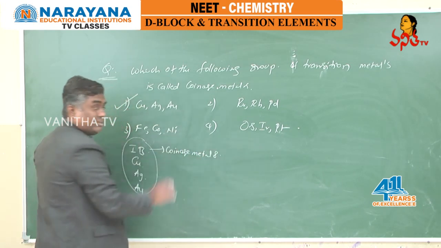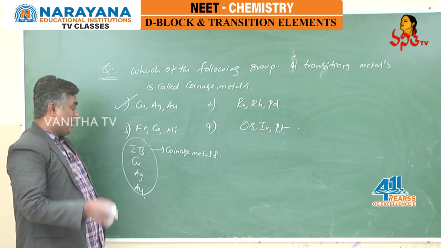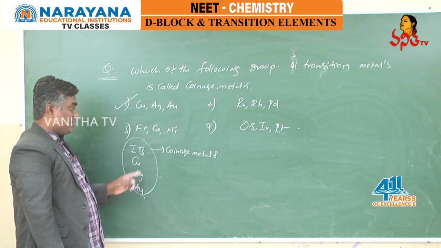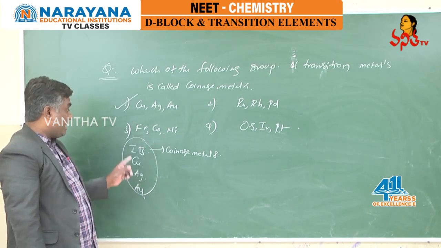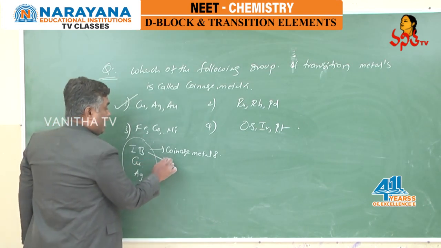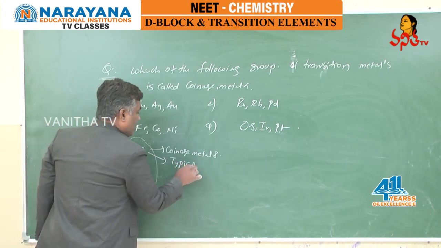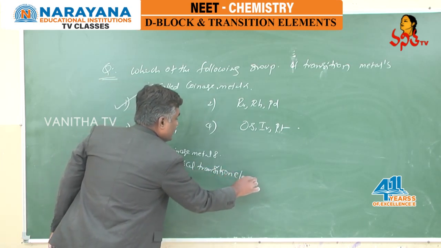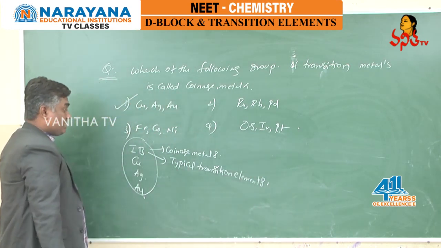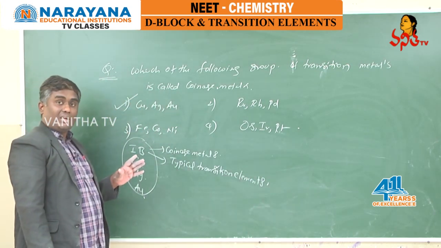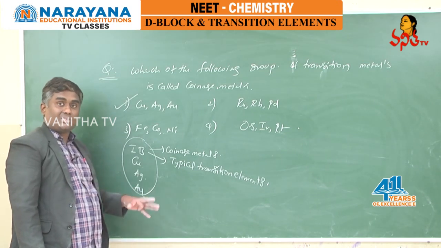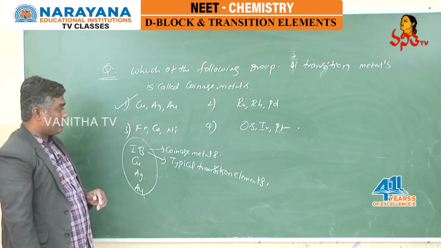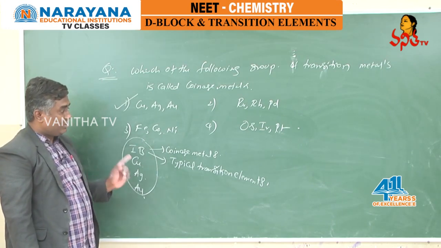Why are they known as coinage metals? Because in olden days, in making coins, people used gold, silver and copper. Because of that reason, they were termed as coinage metals. And these first B group elements we already named as typical transition elements. So why are they known as typical transition elements? Because they have an incompletely filled d subshell only in their common oxidation state, not in the atomic state. So the special name given for first B group elements is coinage metals, as they were used in making coins.